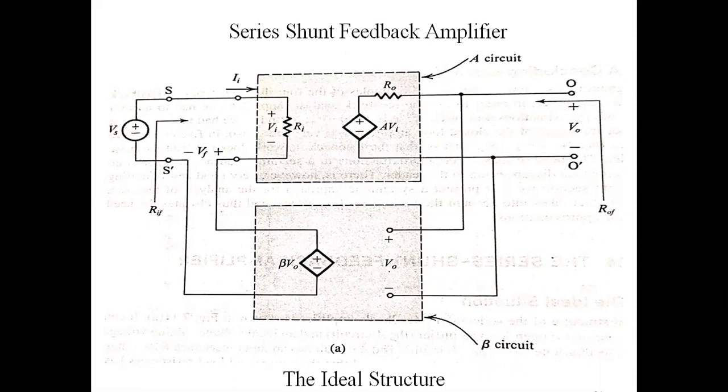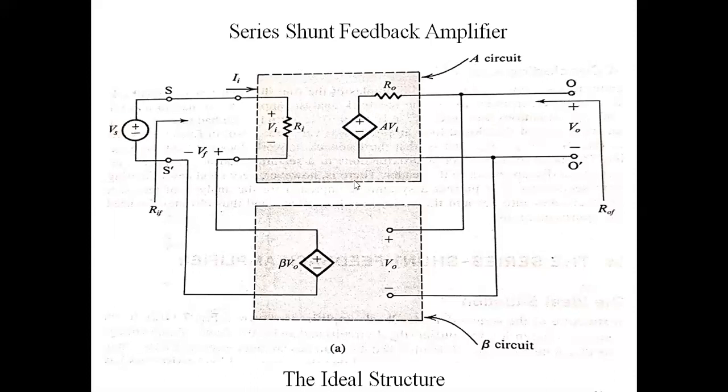Further, the beta circuit does not load the A circuit. That is, connecting the beta circuit does not change the value of the gain A. The gain for a series shunt feedback amplifier is defined as the open loop gain, V0 by Vi.